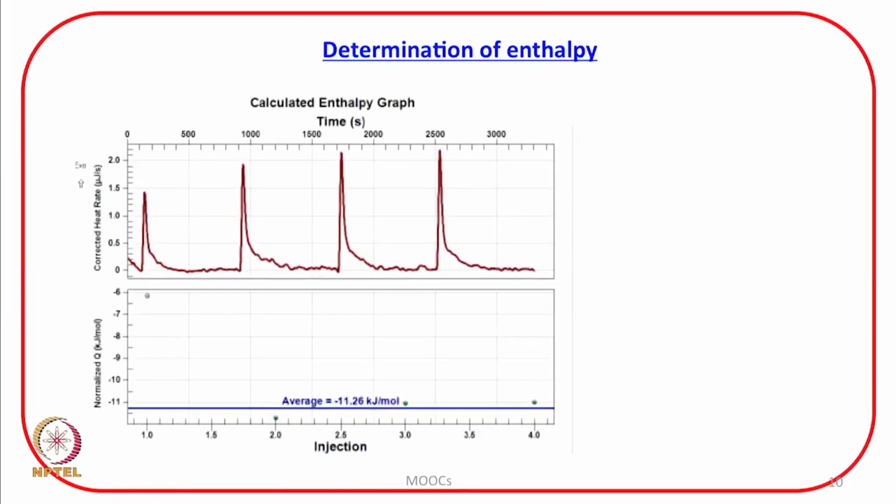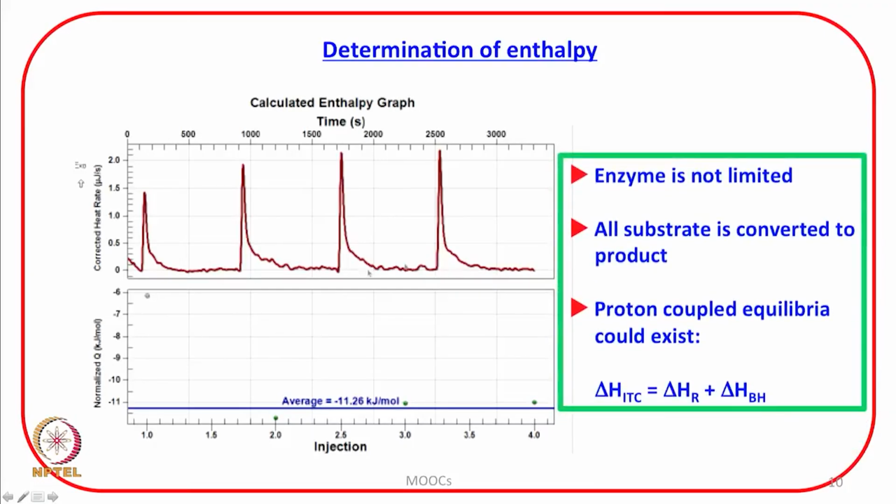Now, how do you determine enthalpy? You mix enzyme with the substrate or substrate with the enzyme, the way you want to design the experiment. And suppose you are adding substrate to enzyme, you make sure that enzyme is not limited, there is excess of enzyme. So, whatever is the amount of substrate added, it is converted to product. Then the area under the curve, after proper dilution corrections, can be divided by the number of moles, and that will give you the value of the delta H.